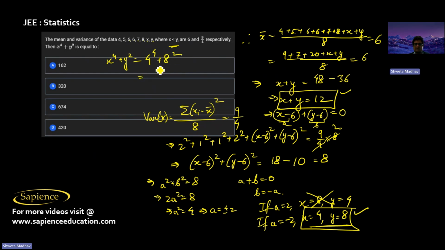So this will be equal to, now 4 power 4, that is 4 four's are 16. This is 16 square plus 8 square. So that is 16 square is 256 plus 8 square is 64. So that is 64 plus 6, that is 70. 70 plus 250, that is 320. So option B is the correct answer.